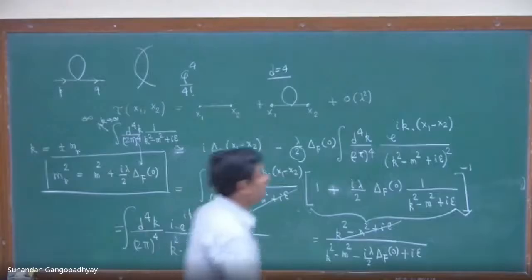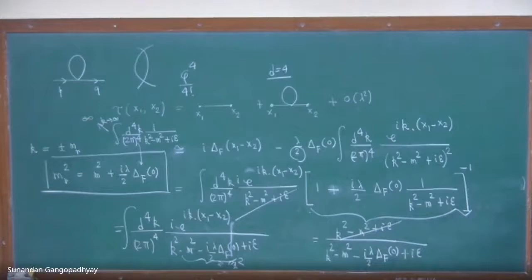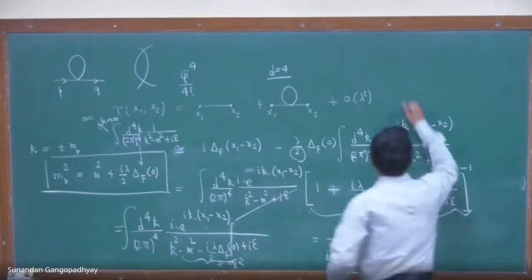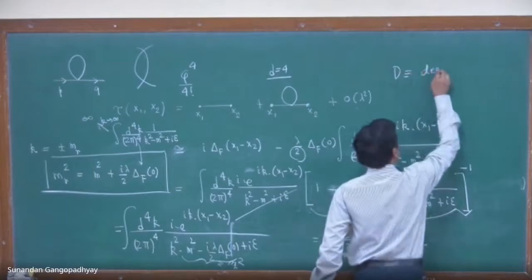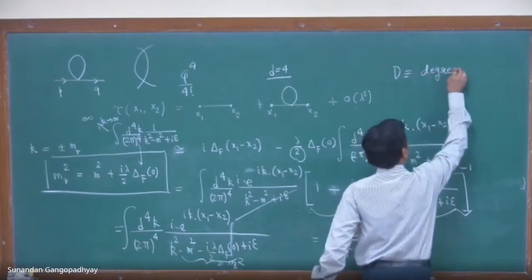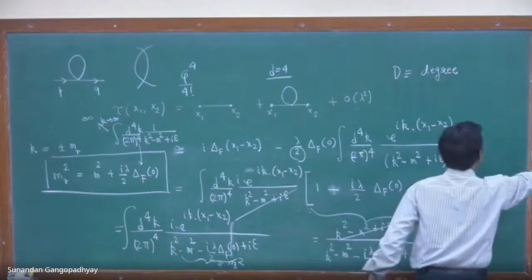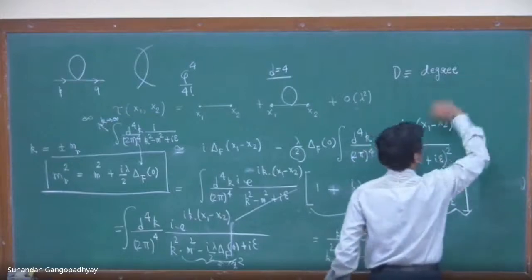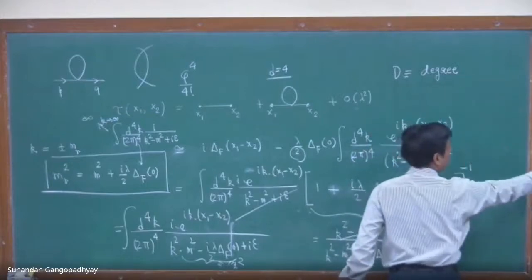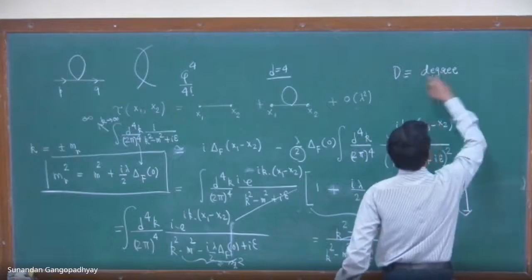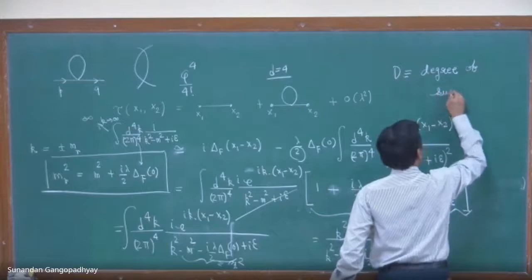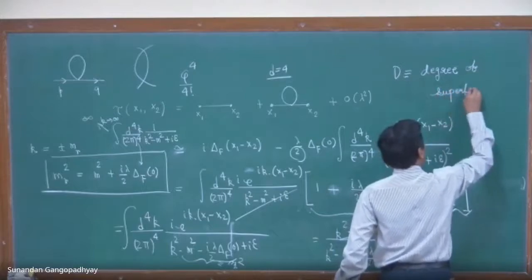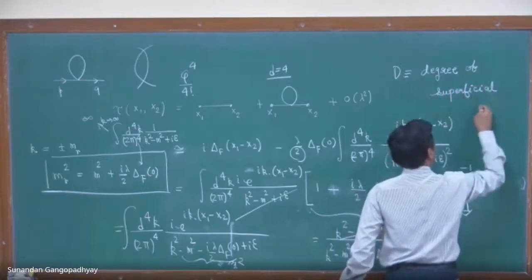Sir, what is capital D called? Let me write it over here. Capital L is the number of loops, capital I is the number of propagators or internal lines, and small d is the number of space-time dimensions. So capital D is called the degree of superficial divergence.